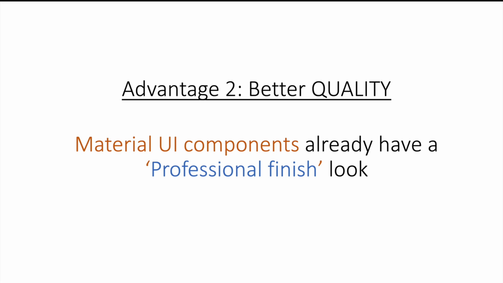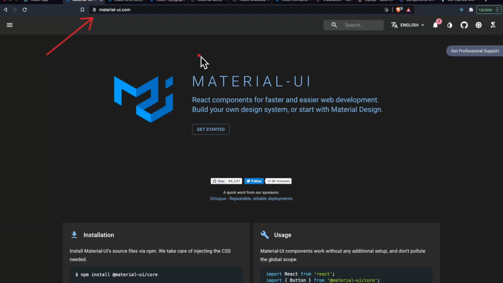Next, we will be going to the Material UI website. And when you take a look at the components, you will understand what I mean by Material UI components already having a professional finish look. Next, let us go to Material UI's website, and the website's URL is material-ui.com.